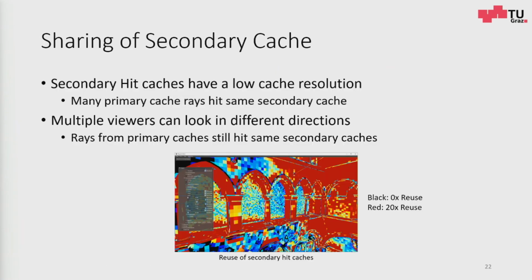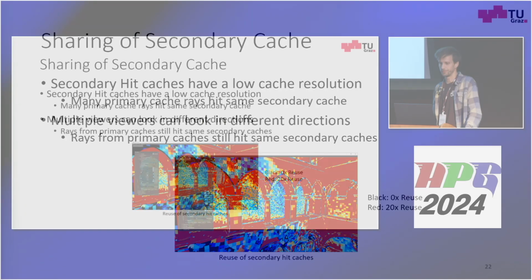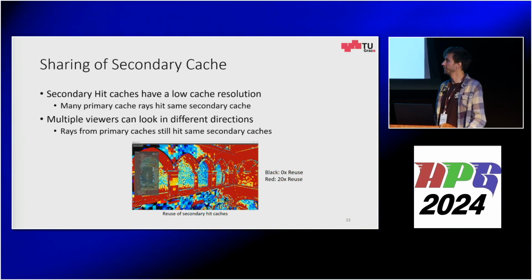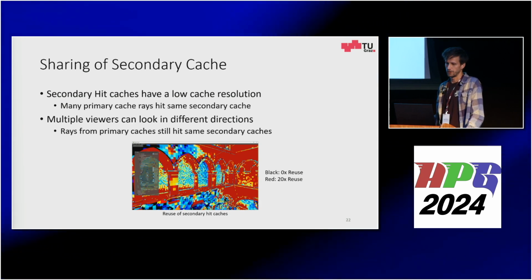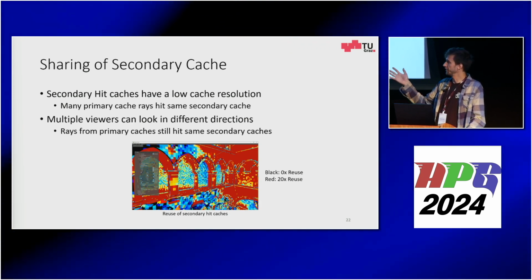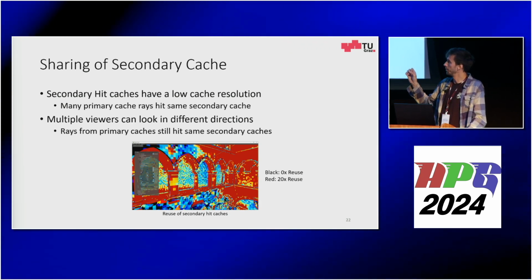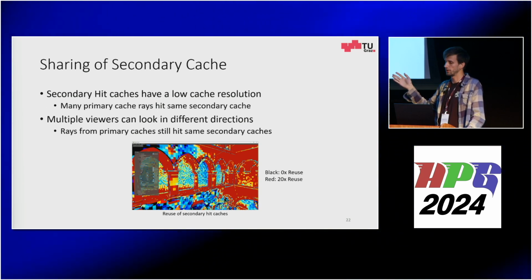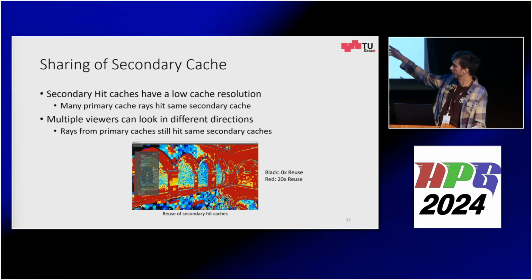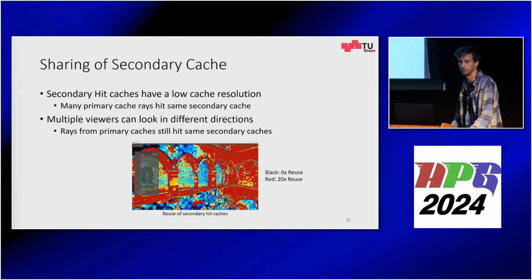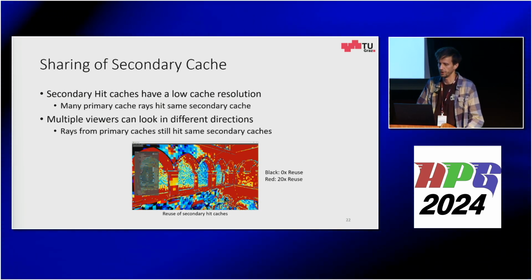Now, let's talk a little about the secondary caches a bit more and how well they can be shared. Secondary cache reuse is quite high, even with only a single viewer. The image below is a visualization of the reuse. Black means there's no reuse, and the red color basically means the cache was reused 20 or more times in the frame.